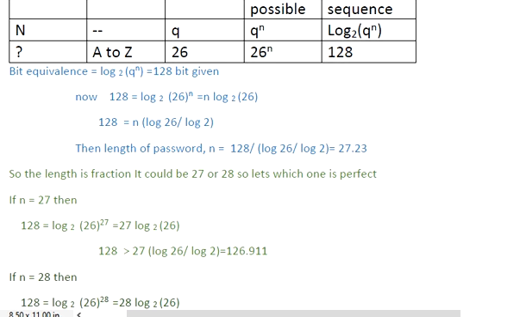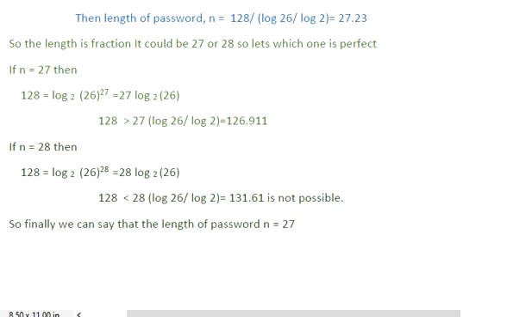If it is 27, then 128 bits is greater than the calculation. By calculating, we can see that for the length of 27 we get a bit sequence of 126.911, and if we calculate for 28, then we get a bit sequence of 131.61, which is greater than 128 bits. So we can say that finally the length of the password, n, is equal to 27.